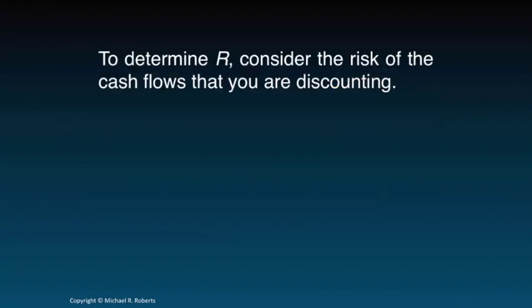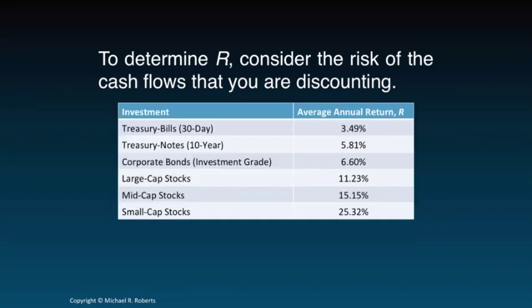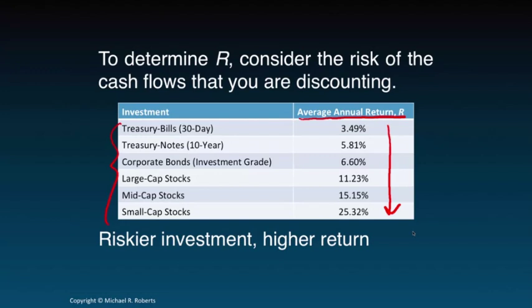The way to think about R is just to ask yourself, how risky are the cash flows that I'm going to be discounting here? And then think about how that relates to investments in the capital markets. So what I've done here is I've presented average annual returns to six different investments. And what do you notice? You notice that as I move down the columns, riskier investments are met with higher returns. Riskier investment, higher return.